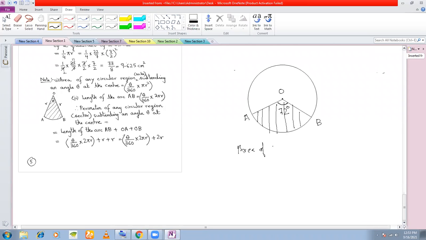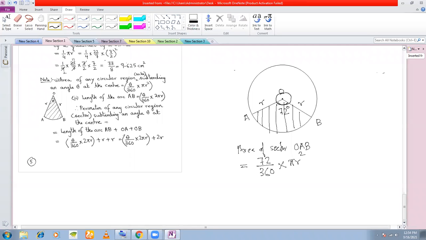Area of sector OAB is 72 degrees. And what is the total angle here? 360, into what is the total area of a circle? Pi r square. So if you know the radius, you can find out the area of this sector. Okay, that is what it means.